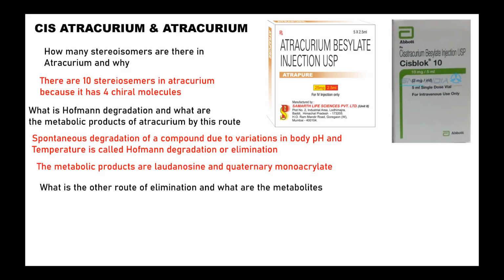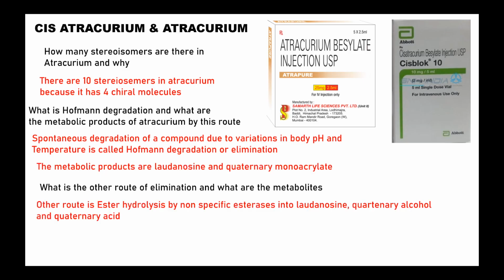What is the other route of elimination and what are the metabolites? Ester hydrolysis by non-specific plasma esterases, about 45%, into laudanosine, quaternary alcohol and quaternary acid.